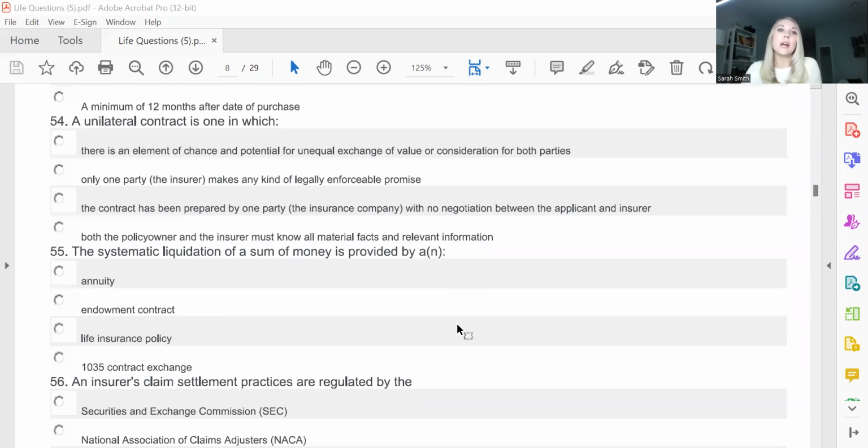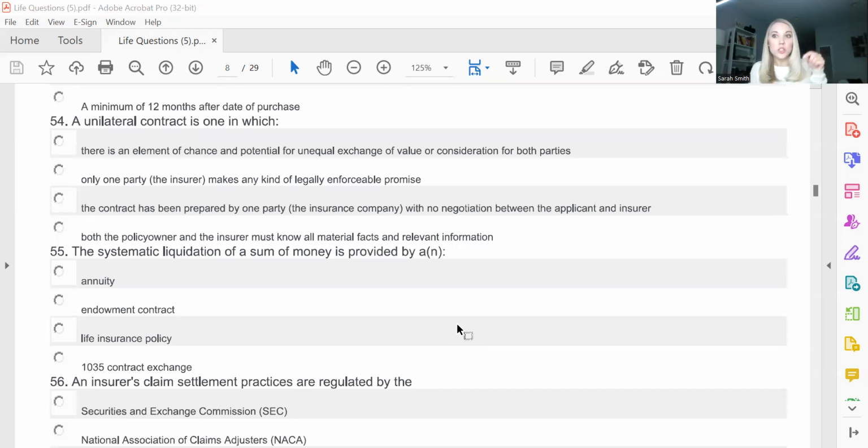54, a unilateral contract is one in which unilateral. So uni meaning one, the answer is only one party, the insurer, meaning the company, makes any kind of legally enforceable promise. Now let's break that one down.